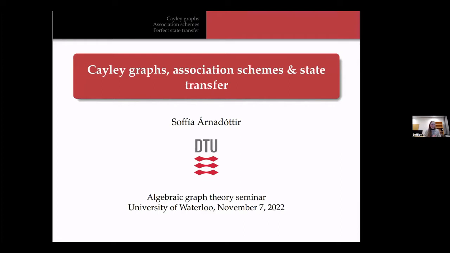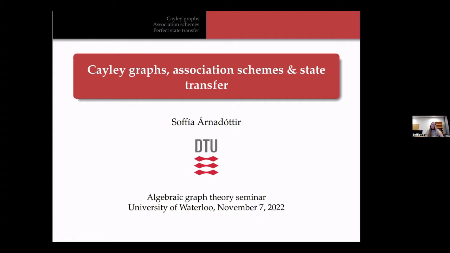This talk is going to be based on a paper by Chris Gottsel and myself that we put on arXiv this summer. The paper is about perfect state transfer on Cayley graphs. But I wanted to emphasize in this talk the tools that we use in the paper rather than the main results, just because I think that's fun sometimes.